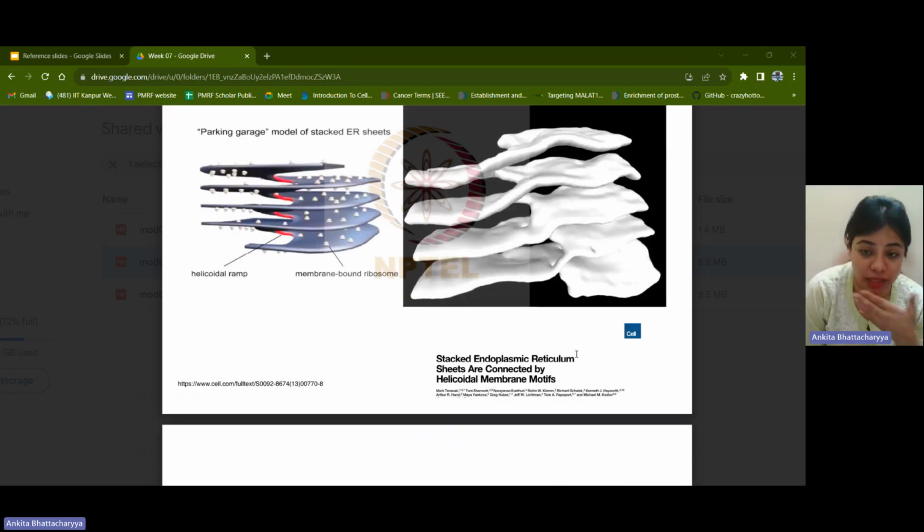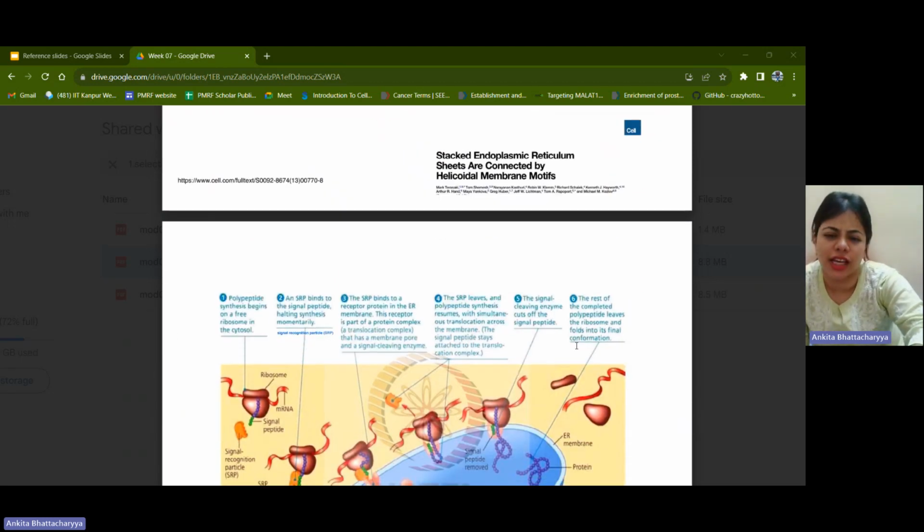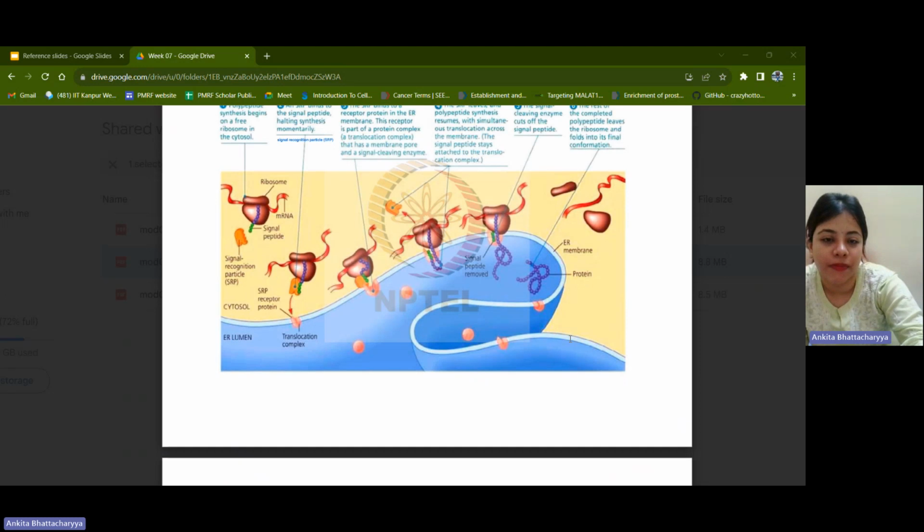If this is something that interests you, you can certainly go and check out this paper. It was published in Cell, showing that stacked endoplasmic reticulum sheets are connected by helicoidal membrane motors. That was the architecture identified by this particular group. It would be an interesting read. Go ahead and check it out to get an idea about what exactly is happening.